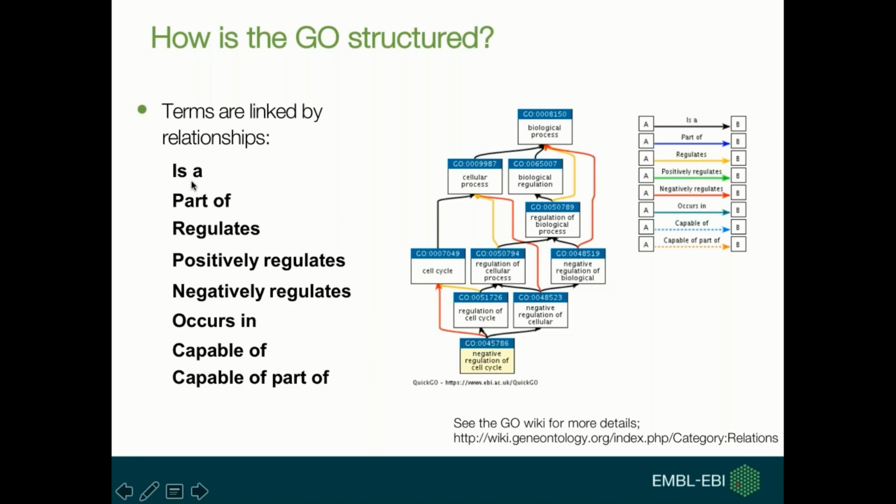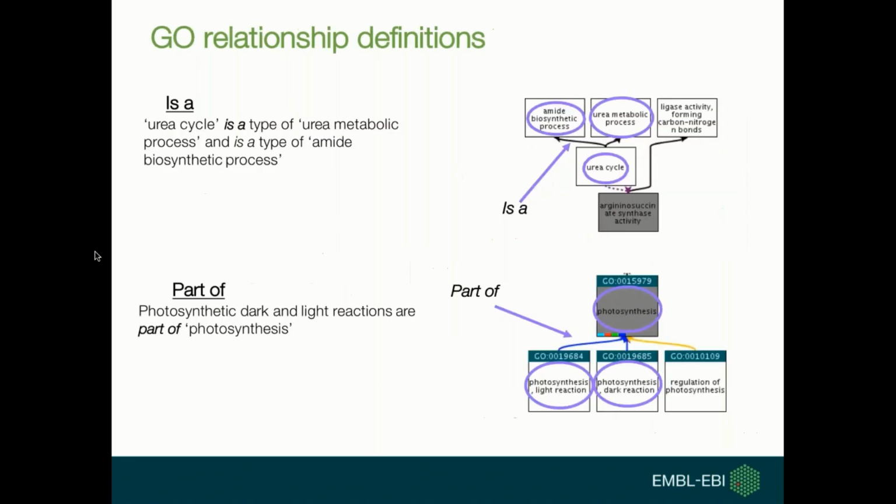The relationships are is-a, part of, regulates, positively regulates and negatively regulates, occurs in, capable of, and capable of part of. Is-a, the first relationship, is where you have a direct connection between the parent term and the child term. For example, the urea cycle is a type of urea metabolic process and is a type of amide biosynthetic process. So they are less specific terms going to a more specific term.